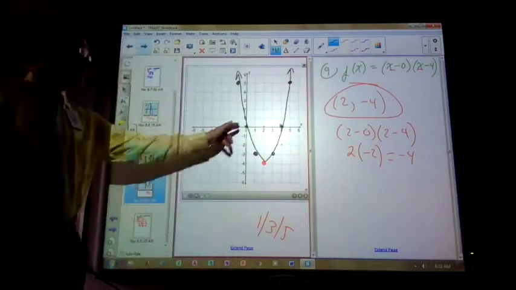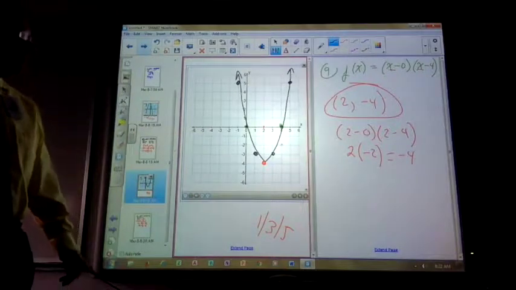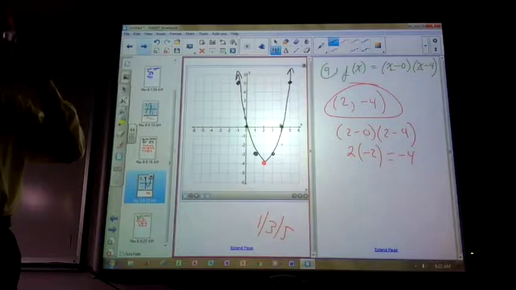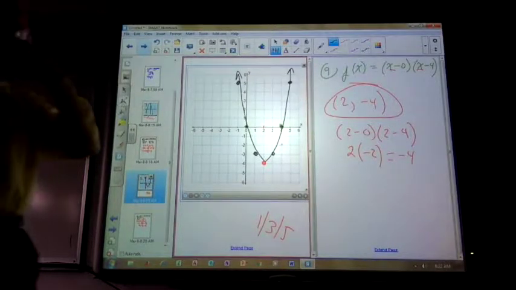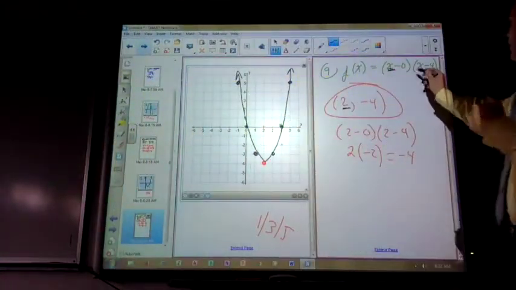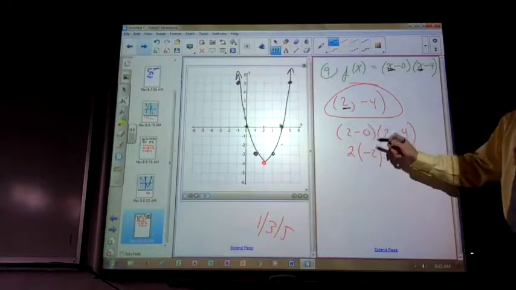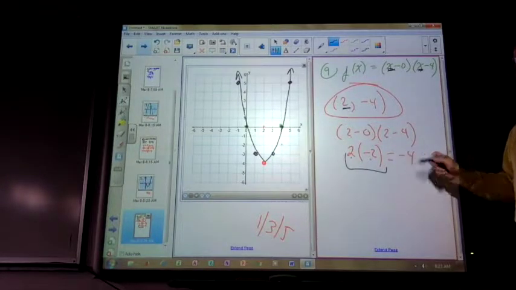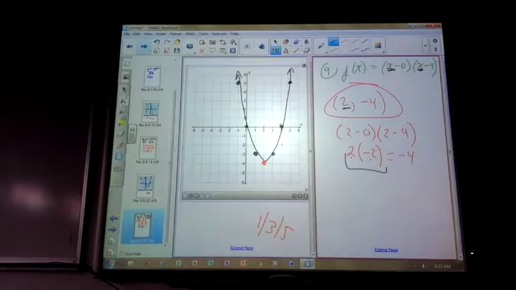Where's across the y-axis? There at 0. What's the axis of symmetry on this one? X equals 2. Good. Yeah. Wait, how'd you get the negative 4? I plugged this 2 in to here and here and just did the math. 2 minus 0 is 2. 2 minus 4 is negative 2. Multiply that. Huh.